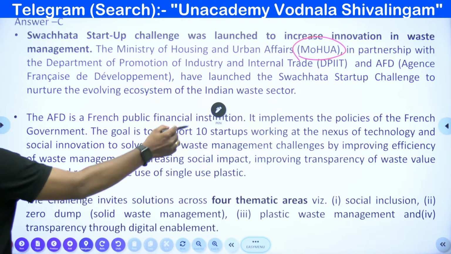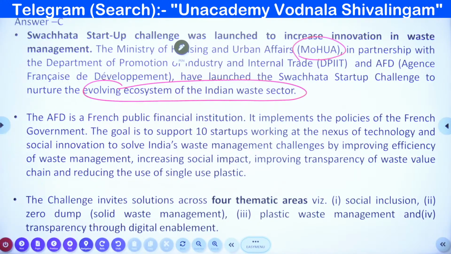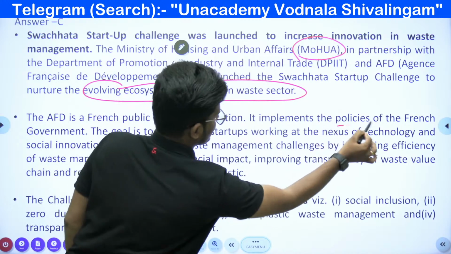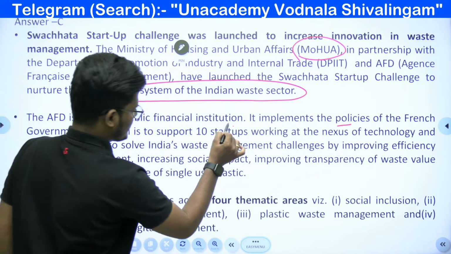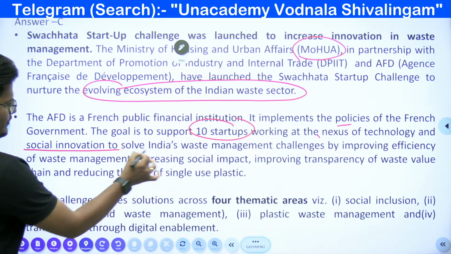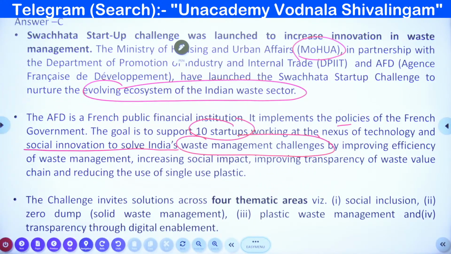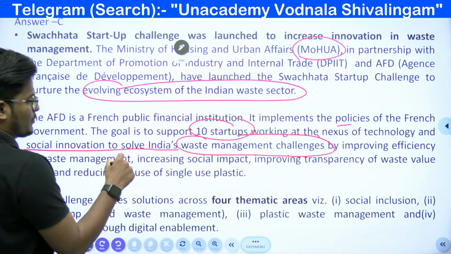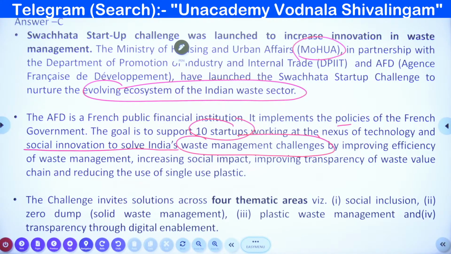This is to nurture the evolving ecosystem of the Indian waste sector. AFD is the Agence Française de Développement, a public financial institution. It will implement the policies of the French government here, and the goal is to support 10 startups who are working on next-generation technology as well as social innovation to solve Indian waste management challenges.